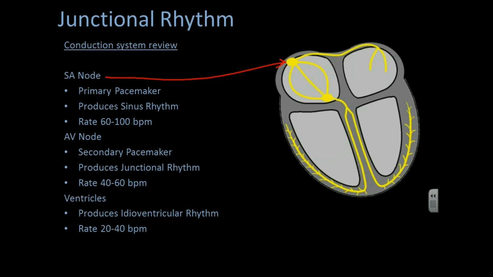This is the SA node. It's the primary pacemaker of the heart. It produces sinus rhythm, and it paces at a rate usually between 60 to 100 beats per minute.